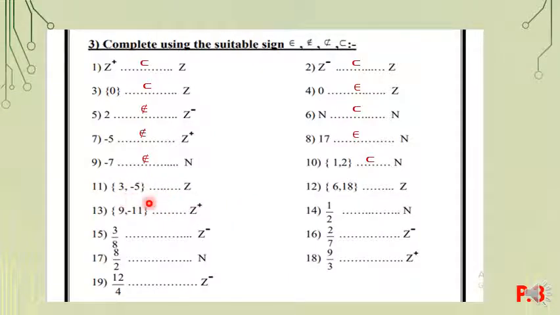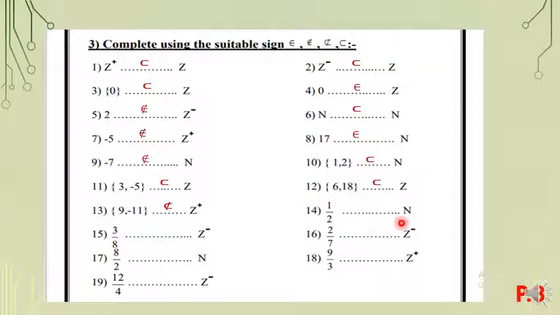3 and negative 5, here we have Z. Of course, it's subset. Number 12, {6, 18}, here we have Z, so subset. Here, {9, -11}, here we have Z positive. Can we find a negative number inside Z positive? Of course not, so not subset.